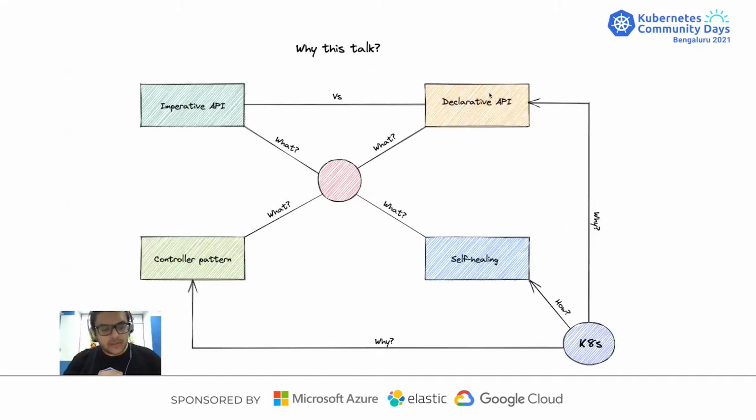So today's talk on a high level is structured something like this. We'll talk about what imperative and declarative APIs are, what their differences are. We'll talk about what the controller pattern of doing things is. We'll talk about what self-healing means. And then finally, we'll talk about how Kubernetes fits into all of this, meaning that why did it take the controller pattern? Why did it take the declarative API? And how does it do self-healing?